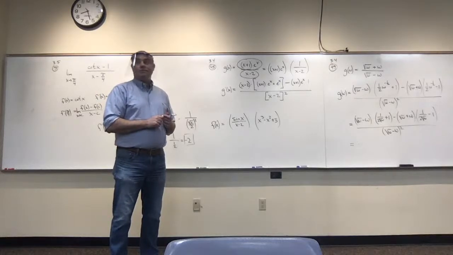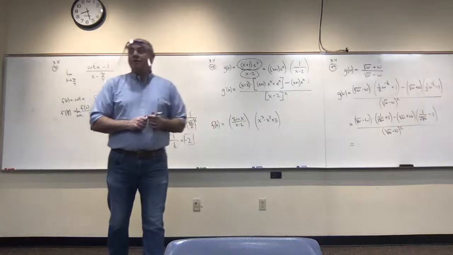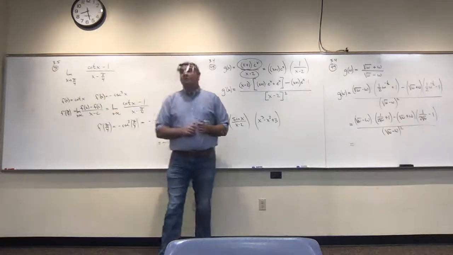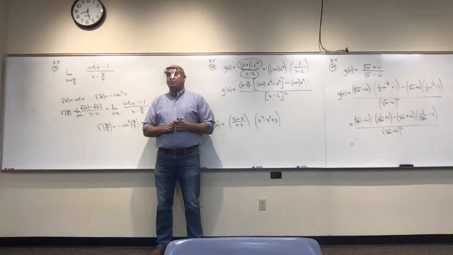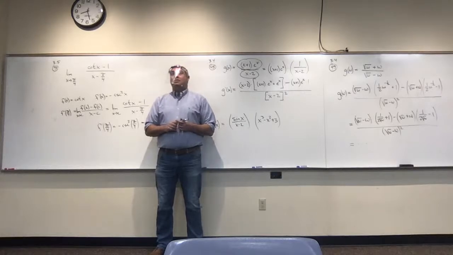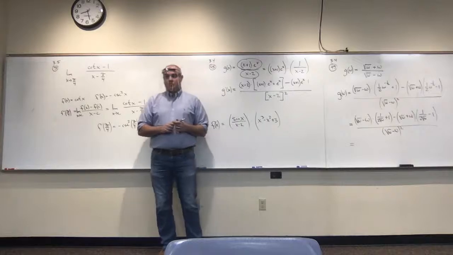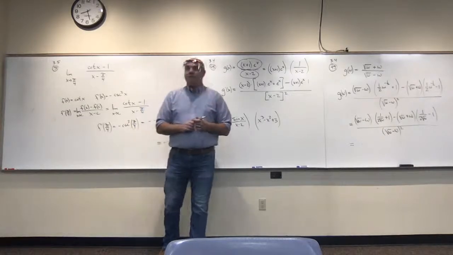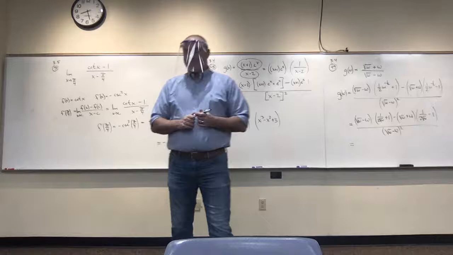Other questions? Yes, sir. More of a concept question, I guess. Sure. So sine of h over h is 1. But in number 19 on 3.5, it says sine of x minus 2. So can you make it sine of x minus 2 over x minus 2, and that's still 1? Or is it only 1?